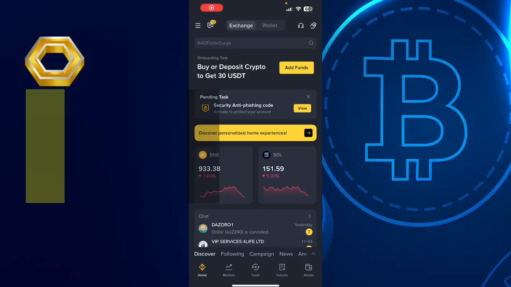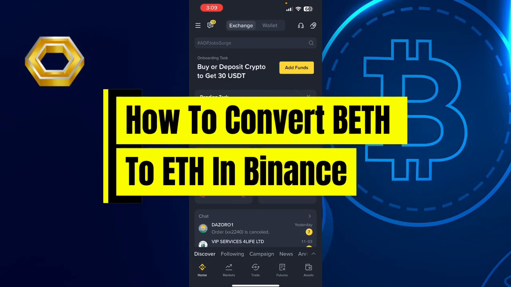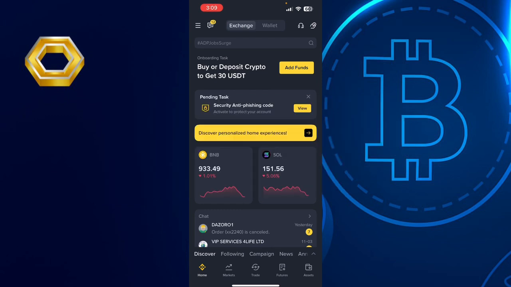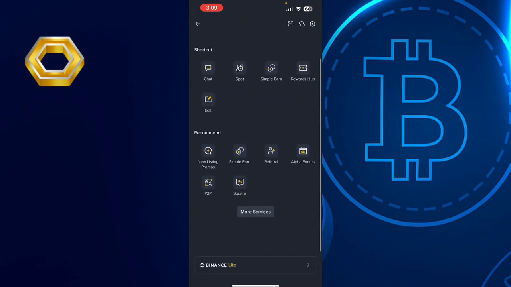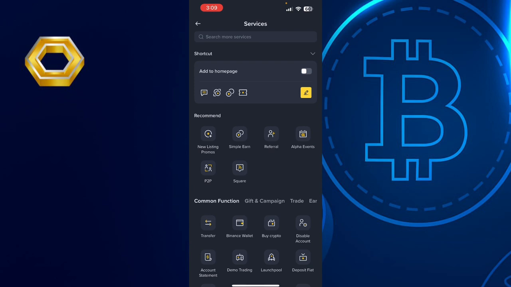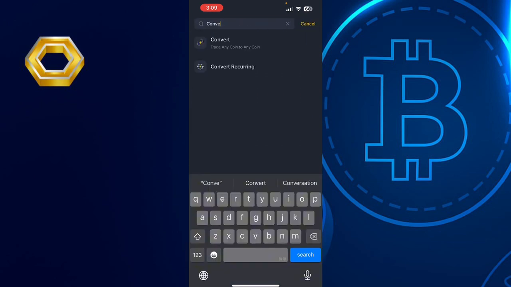In this video, I'm going to show you how to convert your Bitcoin Ethereum to Ethereum in Binance. So once you're on your home page, at the top left, click on the menu icon. And then you're just going to scroll down and click on More Services. Go ahead and search for Convert. So when you find it, just click on it.